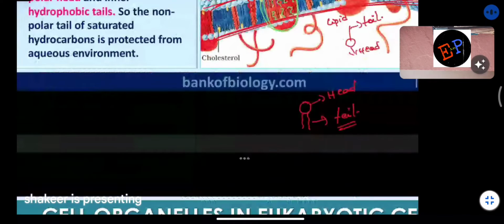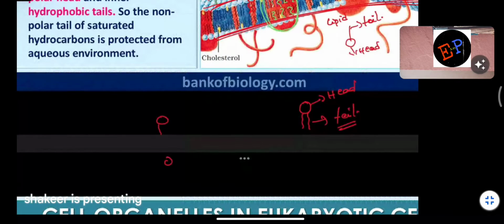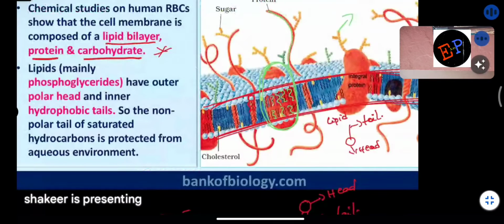See the arrangement of these lipids. So this is the arrangement of the lipids. This is the outer structure, and tails are present towards the inner structure because they are hydrophobic tails. Understood? So the head is polar and the tails are non-polar. This is also another important point which can be asked. So the head of the lipid is polar, and the tails of these lipids are non-polar.